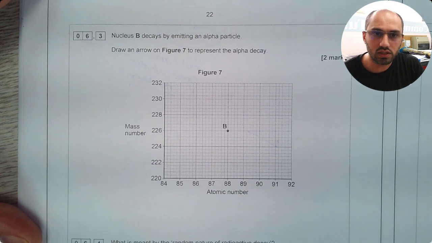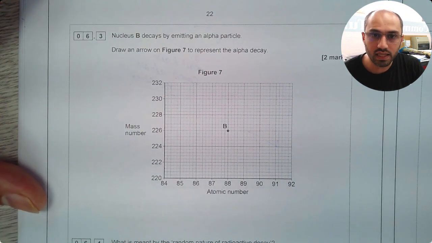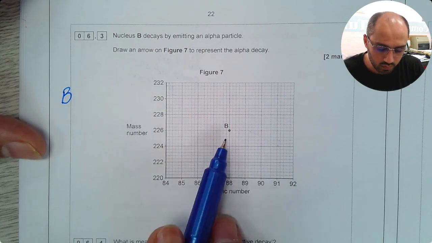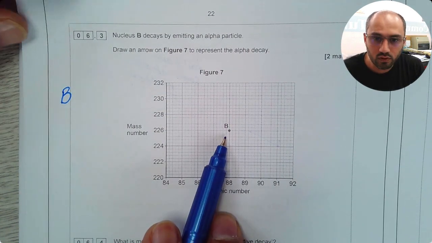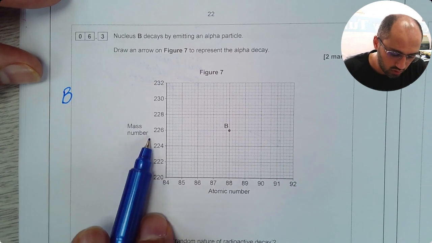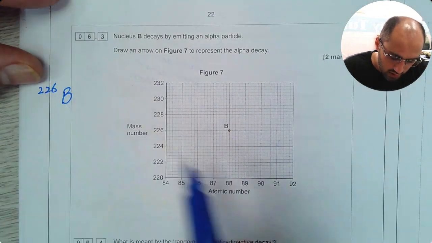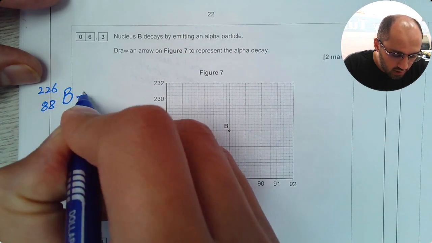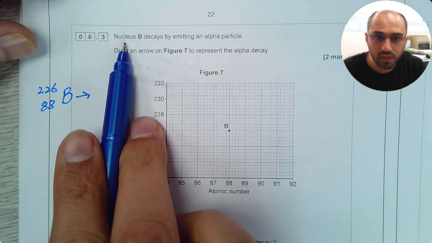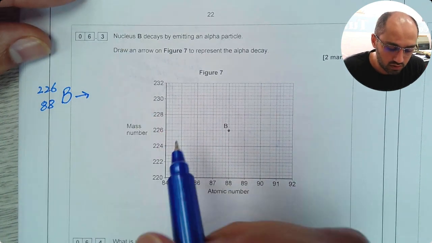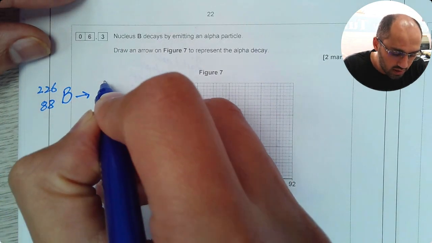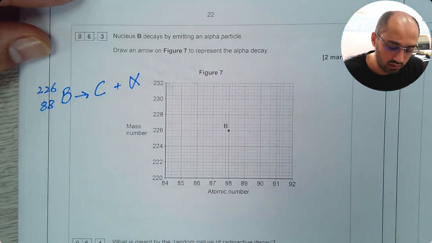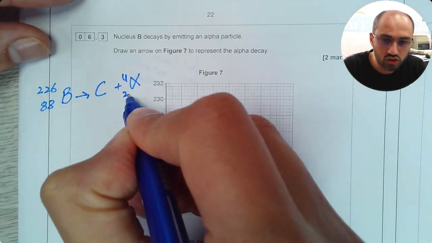Next part says nucleus B decays by emitting an alpha particle. So they've given us nucleus B. We can write down B in the desired format, which is B with the mass of 226 and the proton number, which is the charge, of 88. Let's reread this statement. It says nucleus B decays by emitting an alpha particle. So B will change into, let's say, C, and it will give out an alpha particle. Now we have to remember, alpha particle has a mass of 4 and a charge of 2.